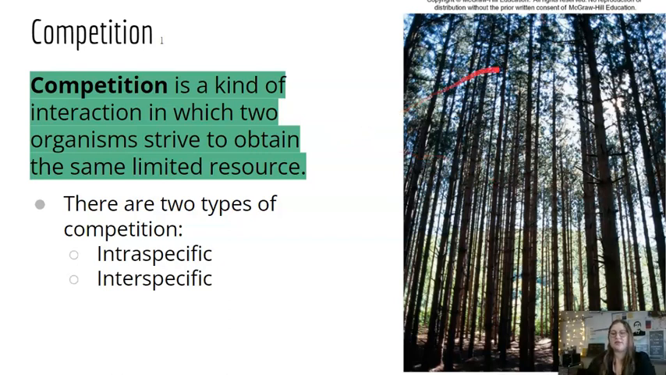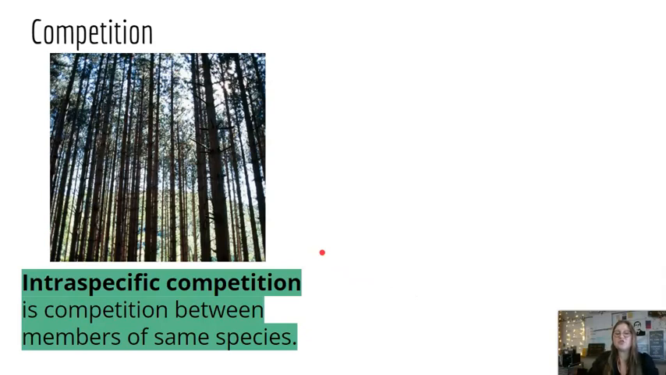So if we look at this picture here, these are all trees, and for the sake of this argument, we're going to say they are all the same type of tree. Trees need water and sunlight and nutrients to survive. All of these trees are competing for those resources. So even though they're the same species, they're still competing for the resources that are available to them. So we're going to compete for sunlight, we're going to compete for water, all of those things. So intraspecific competition is what that would be called, and that's competition between members of the same species.